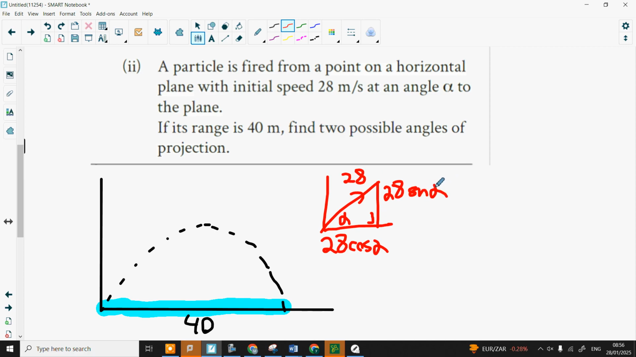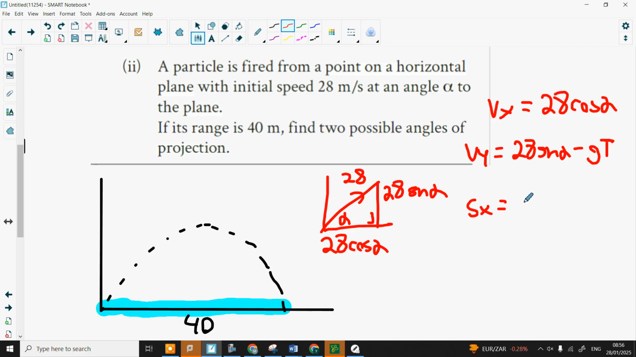Okay. We're going to set up our four equations. What's phi x, guys? The velocity along the x-axis. Anybody tell me? 28 cos alpha. Along the y-axis? Minus gt. Sx. Anybody? Yeah, so 28t cos alpha, yeah?